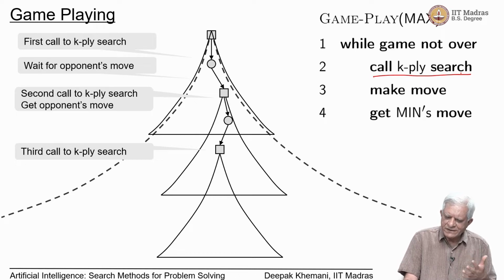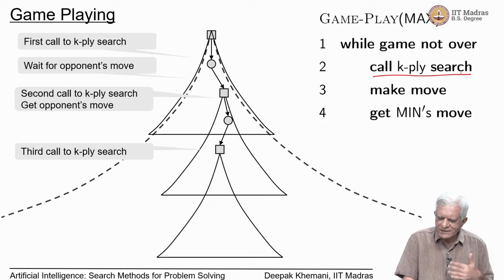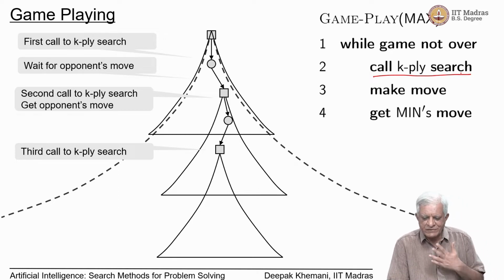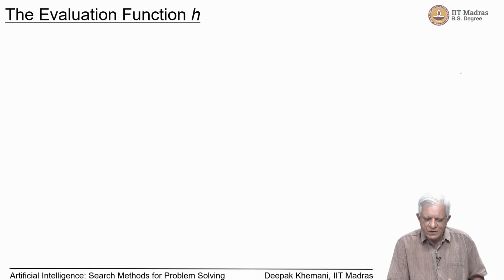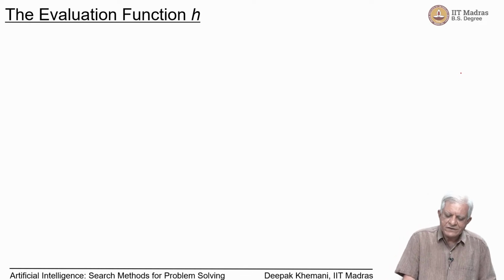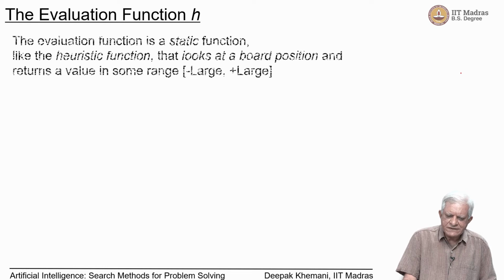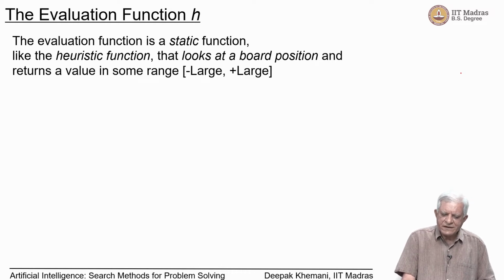And why are we doing this repeatedly? Because we cannot analyze the game perfectly enough. Our evaluation functions are never going to be perfect, just like our heuristic functions earlier. So, what are these evaluation functions essentially? It is a static function like the heuristic function that we had seen, that looks at a board position and returns a value in some range.